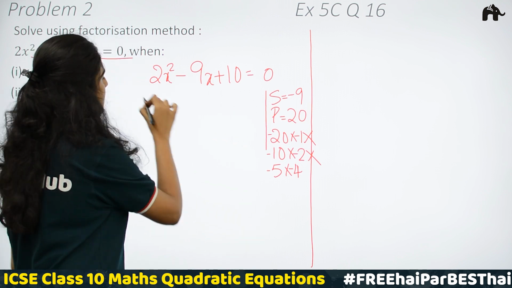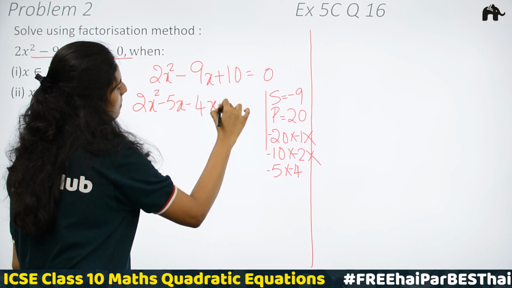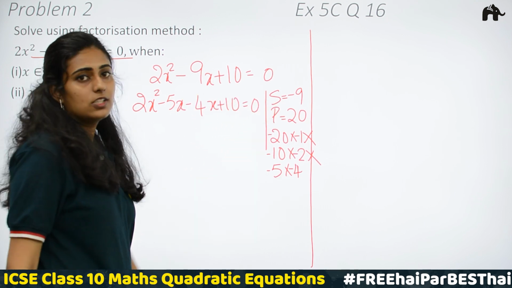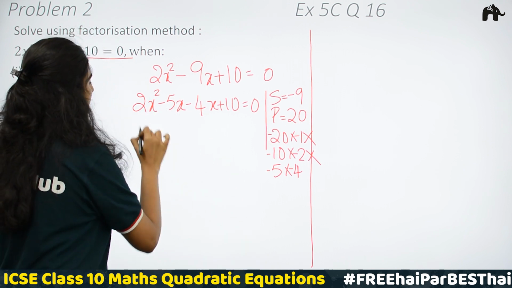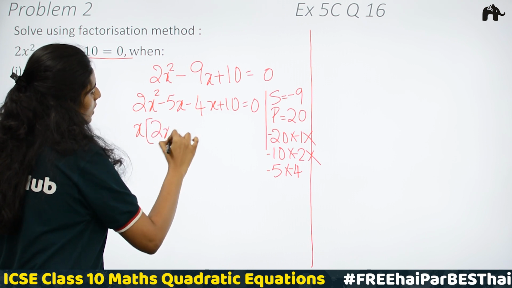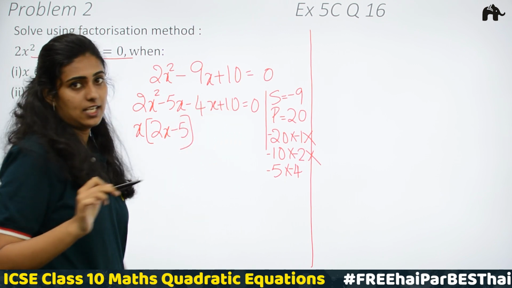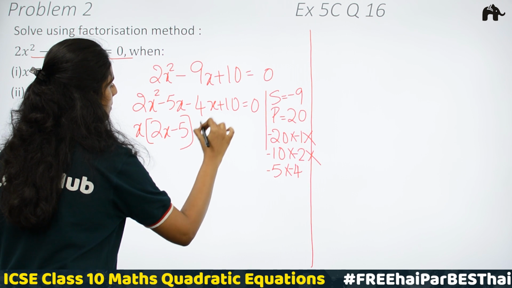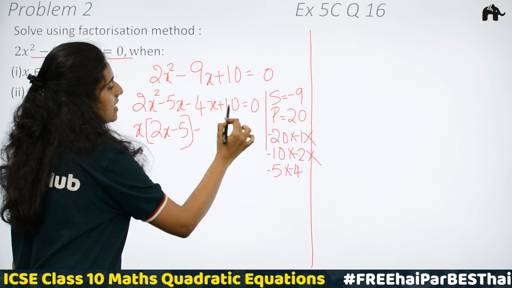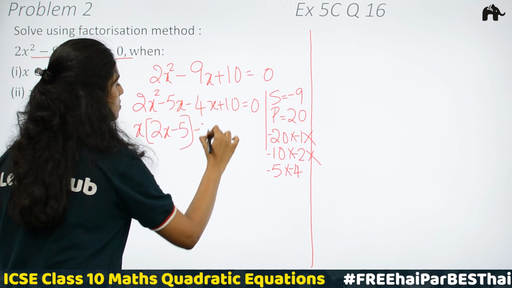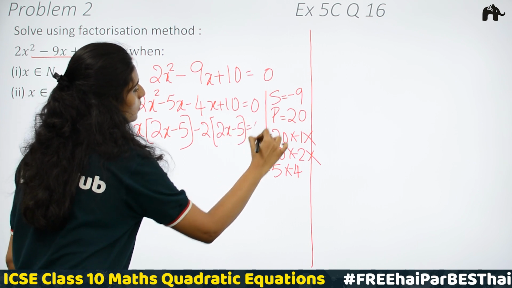Okay, we can split this middle term. 2x square minus 5x minus 4x plus 10 is equal to 0. Choose the common from 2x square minus 5x. What is common? Only x is common here. Remaining we have 2x minus 5. What about this? Here we have minus 4x plus 10. We can take minus 2 as common from minus 4x and plus 10. Remaining, we have 2x minus 5. This is equal to 0.